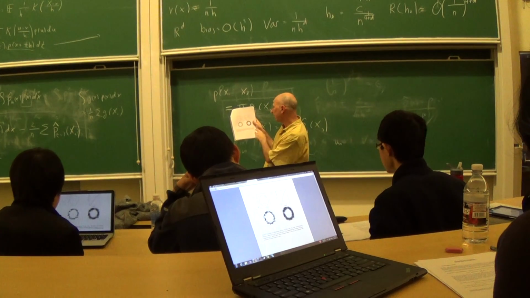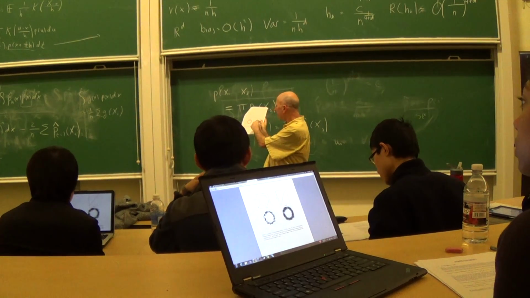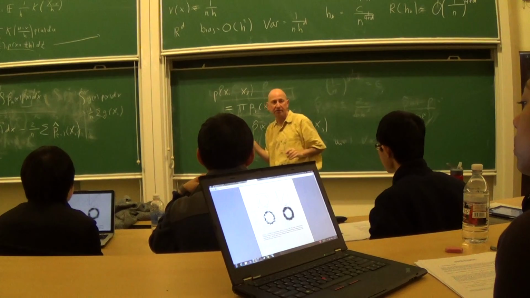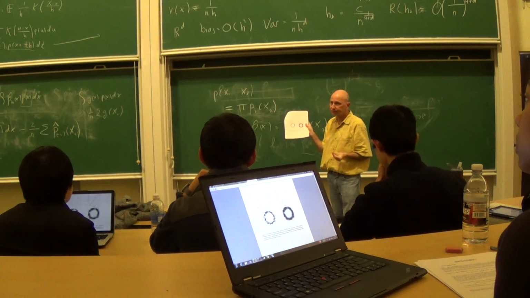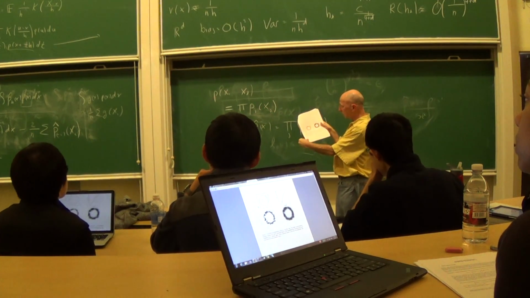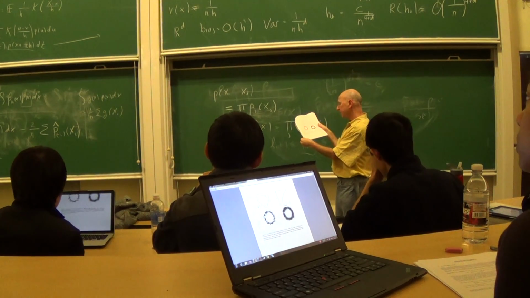And just for comparison, I also tried increasing the bandwidth. It's kind of hard to see here, but of course, as you increase the bandwidth, you get a smoother estimate and so on. Nothing surprising going on there. I just wanted to show you what a simple example is.